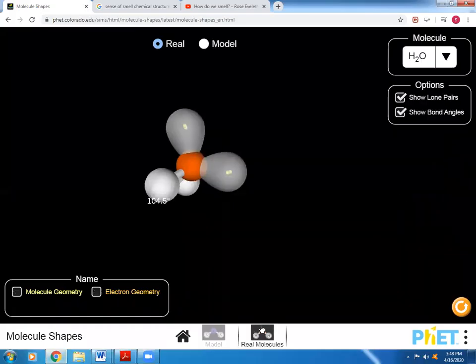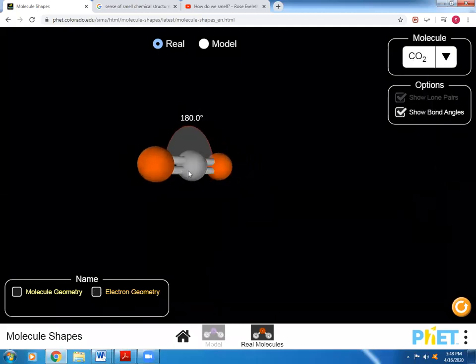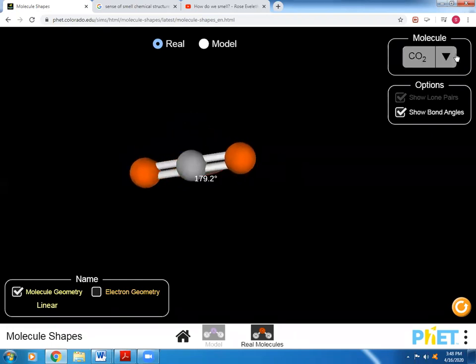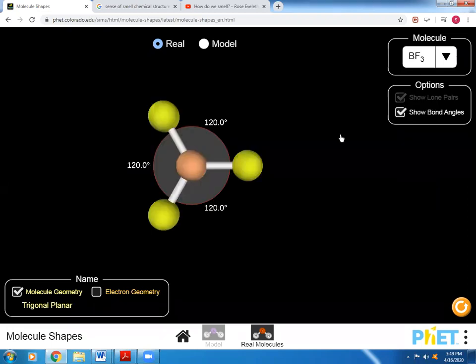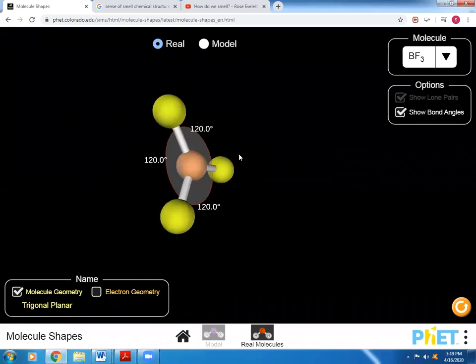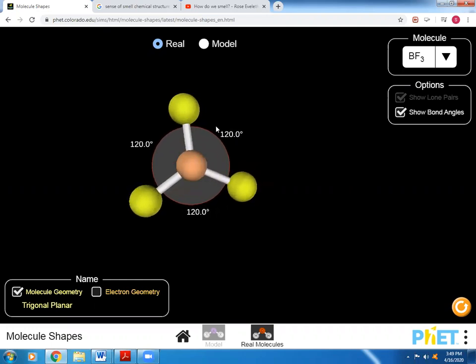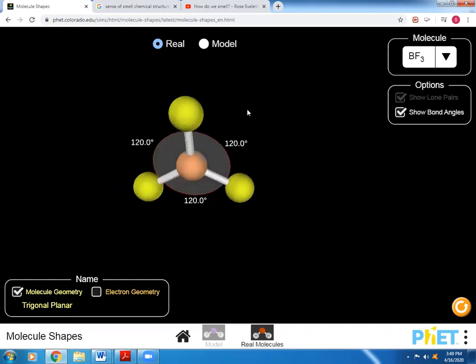So let me show you some of these molecules. Here's CO2. You saw the 2 double bonds. The molecular geometry is linear, and here's the angle, 180. We may not have this one, but BF3 is also trigonal planar if you were to draw it. And here it is. This is what trigonal planar is. Notice how flat it is in the plane of the paper. And it's 120.